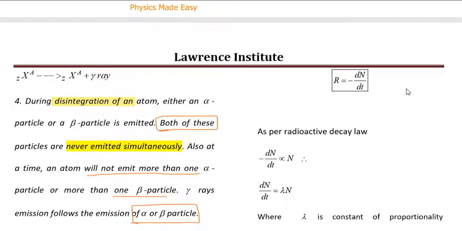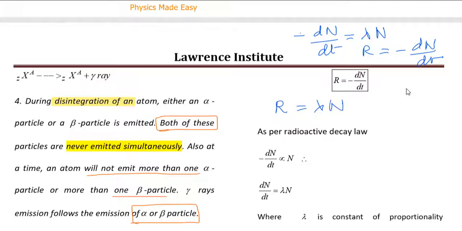Now note down here a very important fact. I have just written minus dN by dt. This is the disintegration rate, which is equal to lambda into N. This minus dN by dt is called activity or rate of decay. I will represent it by R. So R, the rate of decay, is equal to lambda N, where lambda is the decay constant and N is the number of atoms present at that time.